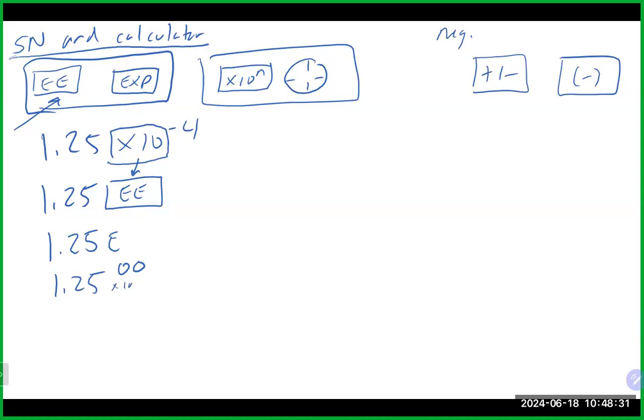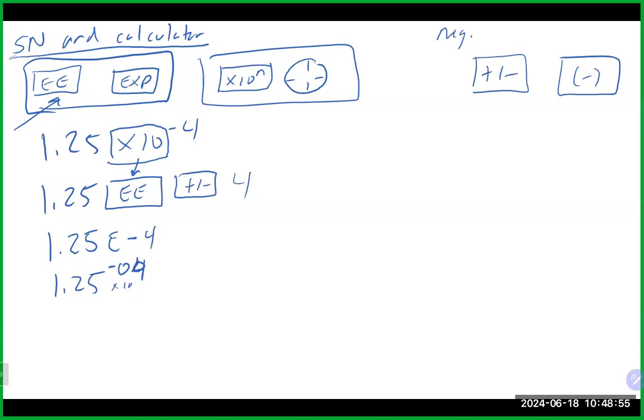At this point, what's left to punch in is the -4. Once again, do not use the subtract button. Use your negative button, and that will pop a negative in there. Then you hit 4, and that will be a 4. That is the proper way to punch a number into your calculator in scientific notation to get the correct answer.